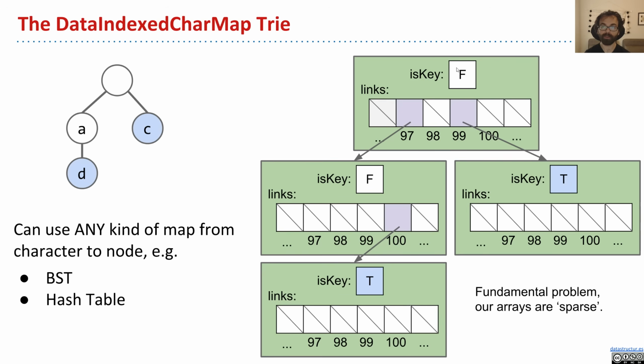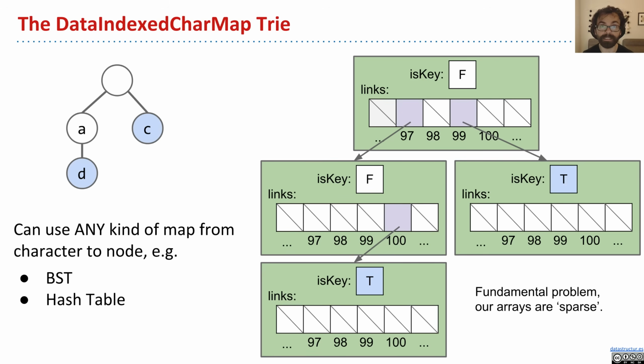we have a root node where the key is false, right? The root's always false. It's never the end of a key. And then we have 128 links, only 2 of which are used, link A and link C. So we go to node A. It's not a key in the sense that it is not the final letter in a key. And it has 128 links, only 1 of which is used. This node corresponding to the letter D, it is a key. It's the end of a key, so it's add. And this has 128 links, none of which are used. So we have tons and tons of memory boxes that are just basically going completely to waste.